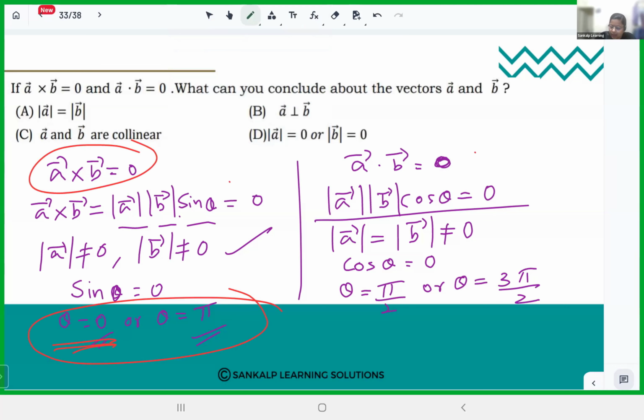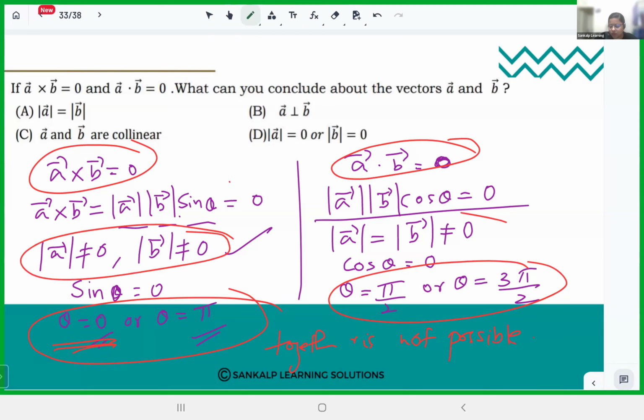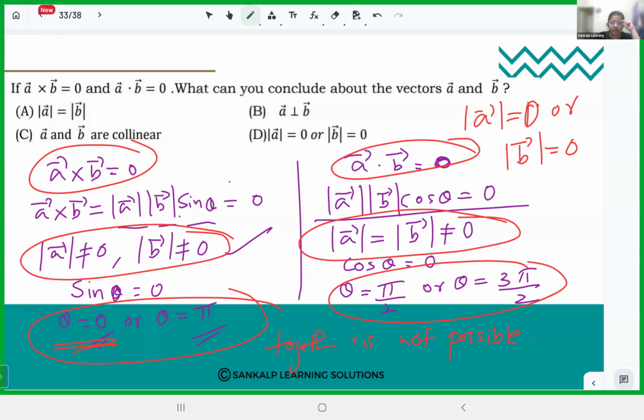Here also, if A dot B is equal to 0, then there are only two options: theta should be equal to pi by 2 or 3 pi by 2. So together it is not possible, isn't it? It is not possible together. So which is the only chance? We can conclude that the only chance is that magnitude of A is equal to 0 or magnitude of B is equal to 0. If either of the magnitudes of the vectors is 0, then A cross B and A dot B will become 0.